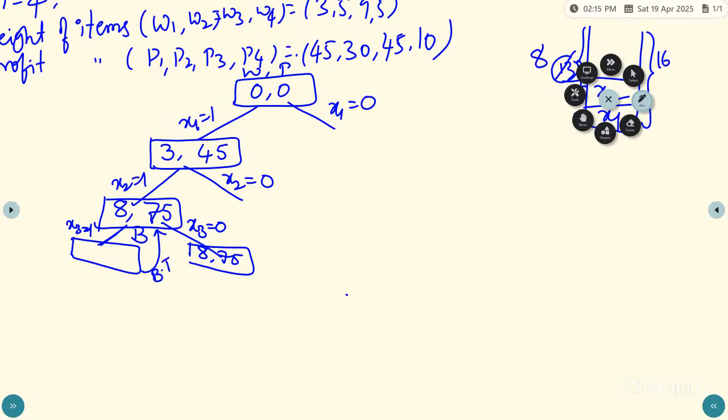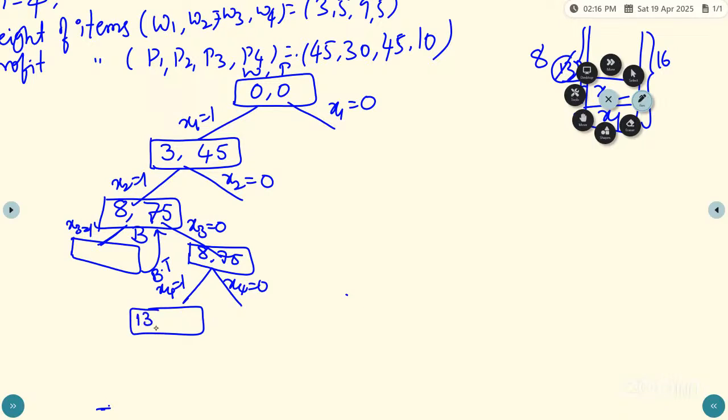And here X is not selected. But there are two options. X4 may be selected or may not be selected. If X4 is selected along with X, X1, X2. What's the weight of item X4? ఎంతండి X4 weight? X4 weight ఎంత? 5 units. But bag capacity is 8 units. Then we can place.